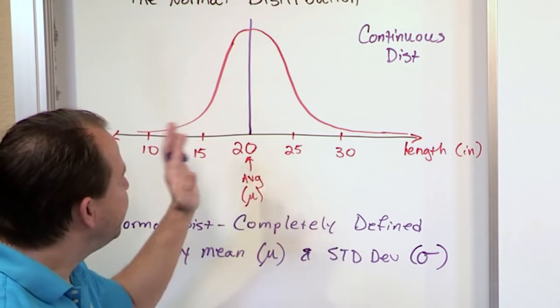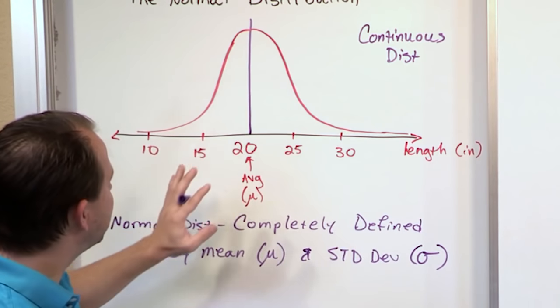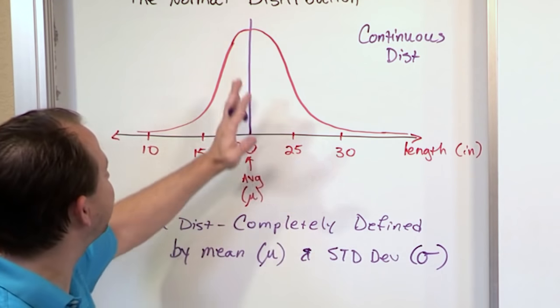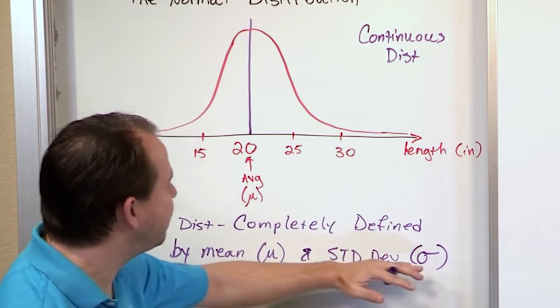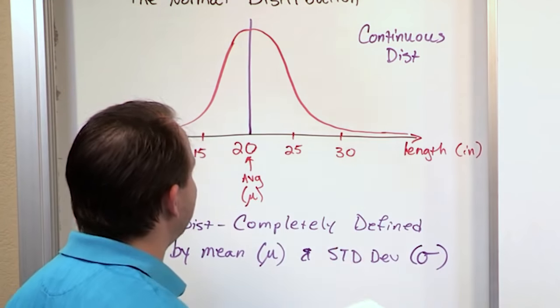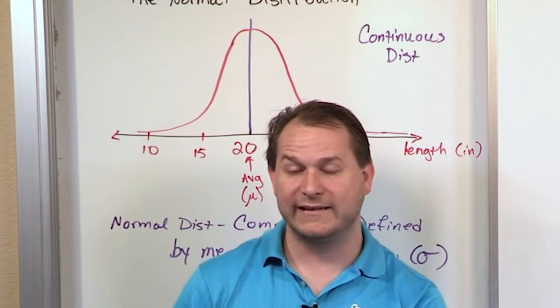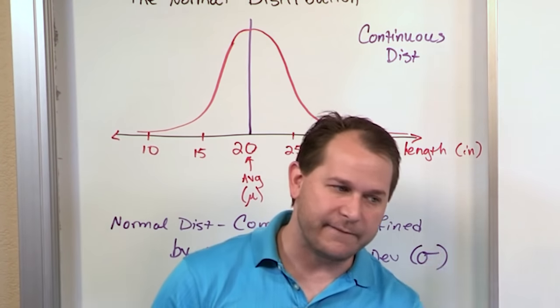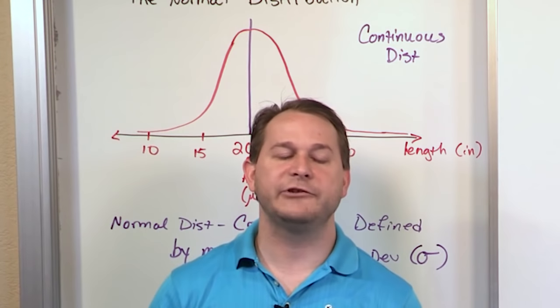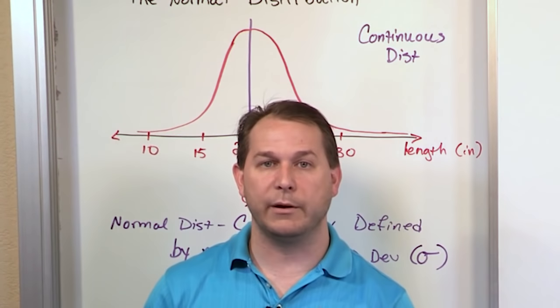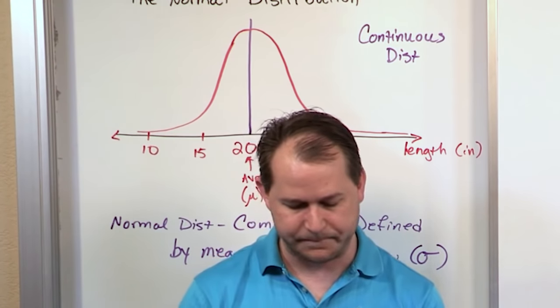So the shape and where it's placed is going to be completely defined by the mean, which is going to show you where the peak is, and the standard deviation, which is going to show you how fat this curve is. We're going to get to a little bit more about how that works in the next section, but I want to just tell you that you pick a value of the mean and a value of the standard deviation, and you completely lock down what your bell curve looks like or what your normal distribution looks like.